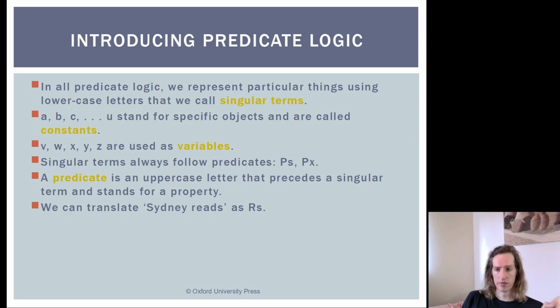Singular terms are always connected with predicates. Predicates are going to be represented by an uppercase letter that precedes a singular term, and this stands for some property. So we can translate Sydney reads as capital R, lowercase s, with the R and S right next to each other. Sydney, as a particular thing in this case, is going to be represented by s, and the capital R is going to represent a property that Sydney has, or a predicate that we could attribute to Sydney, which is that she reads.